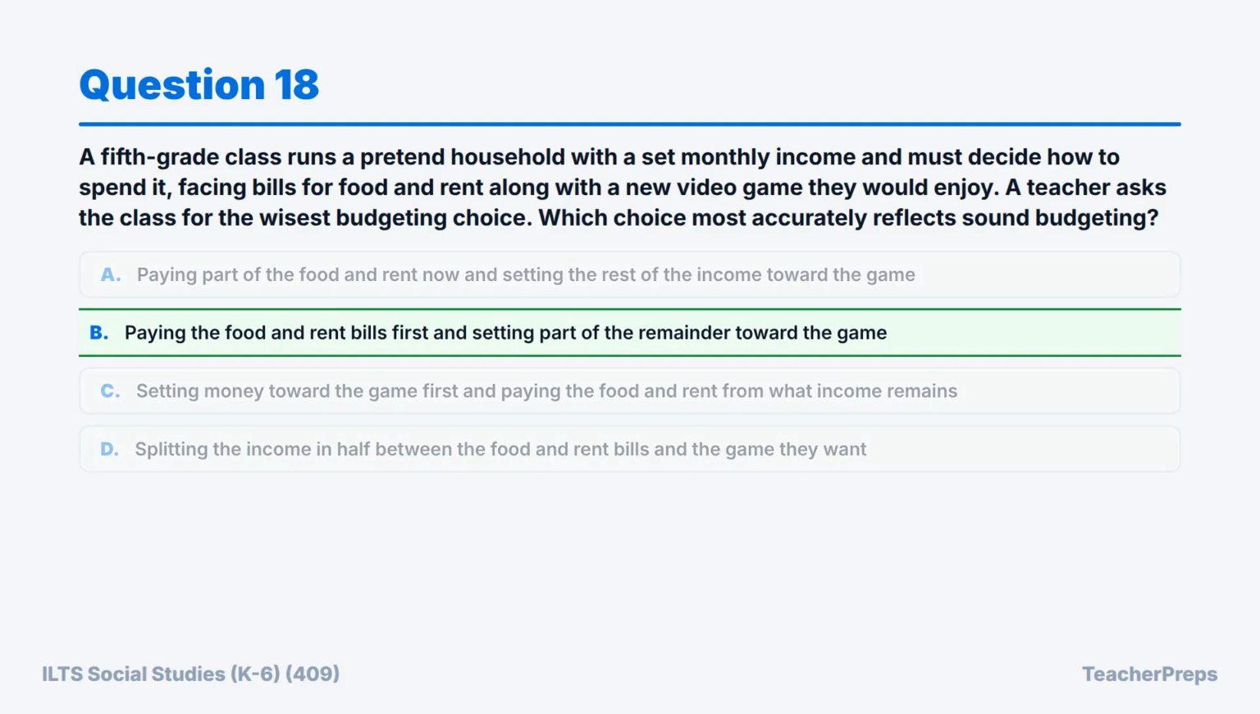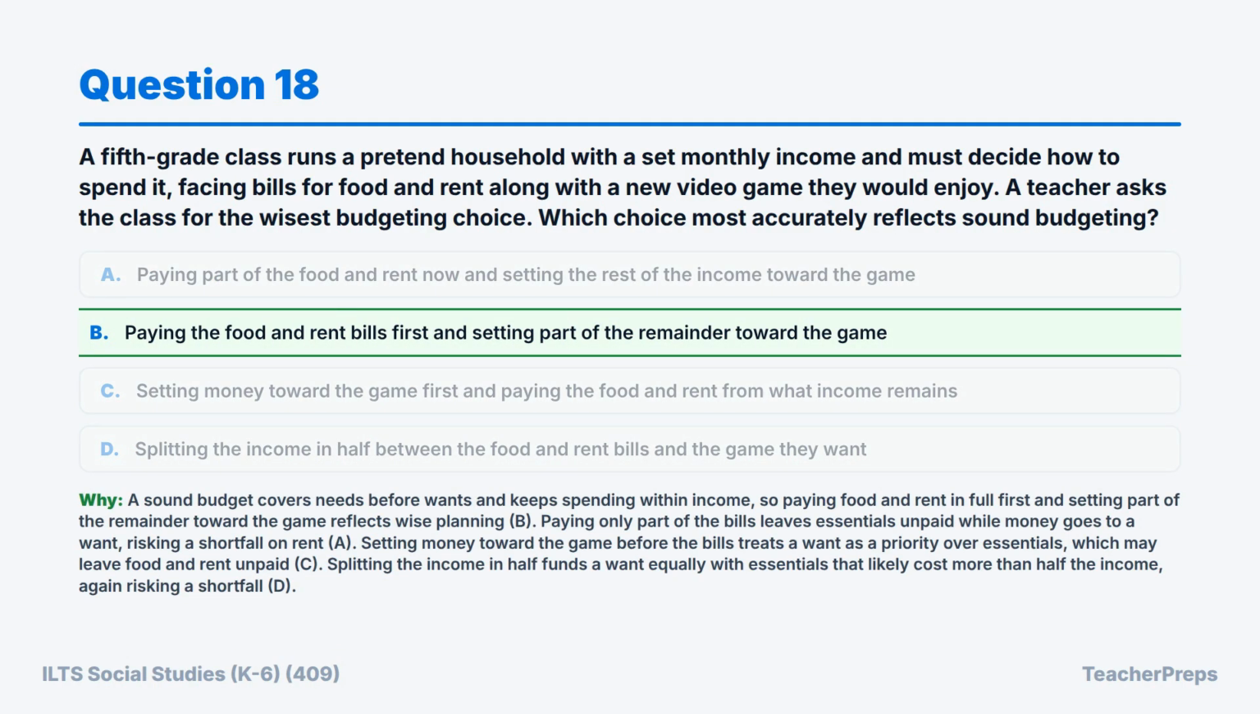The correct answer is B, paying the food and rent bills first and setting part of the remainder toward the game. A sound budget covers needs before wants and keeps spending within income, so paying food and rent in full first and setting part of the remainder toward the game reflects wise planning.